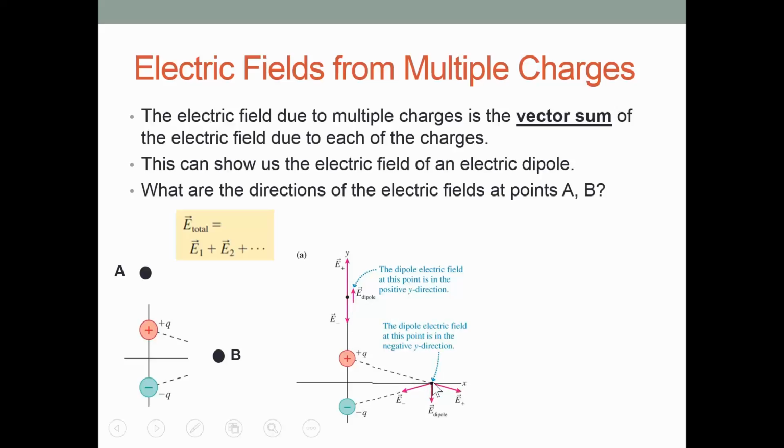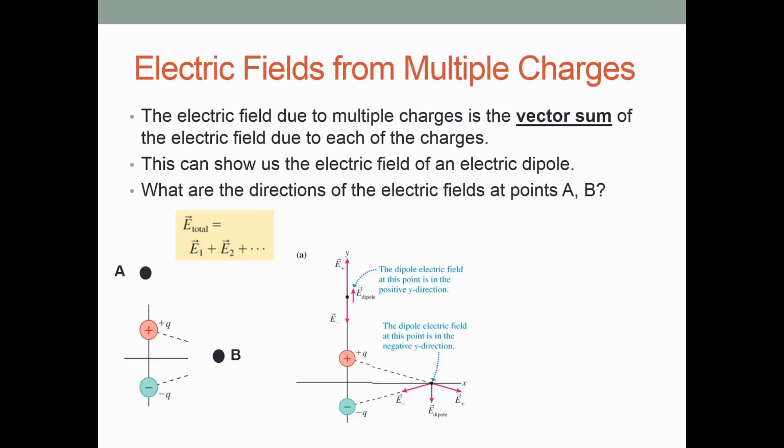At point B, from the positive charge, we have an electric field pointing down to the right, and from the negative charge, we have an electric field pointing down and to the left. The distance between this point and the positive charge and this point and the negative charge in the y direction is equal, and in the x direction is also equal. So when we add these two vectors together, we end up with the x components canceling each other and the y components combining. We end up with an electric field that points vertically downward.